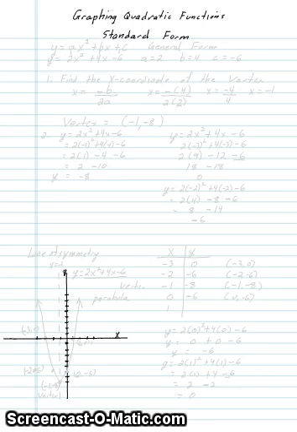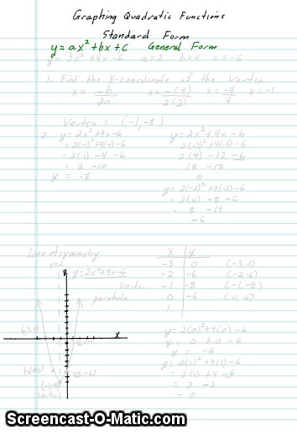This is the standard form. This is the general standard form of a quadratic equation: y equals ax squared plus bx plus c. And that is the general form.